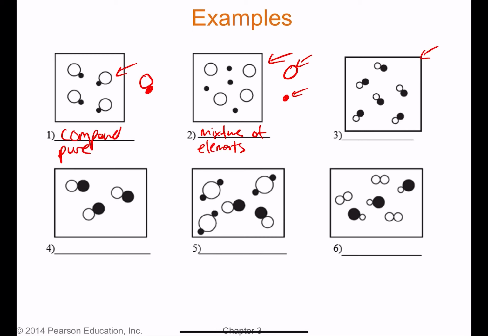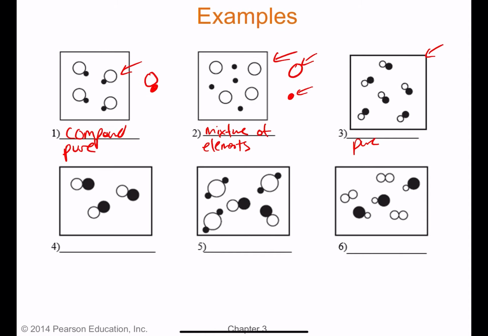In number 3, it looks like all of the particles that are drawn are identical the way they look. So this would be a pure sample of something. And since we've got two different circles, white circles and black circles, this would be a compound. Next one, same kind of thing. All of the particles given to us are the same, so this is pure. And the two different colors imply it's two different elements. So we can't say it's an element, it's a pure compound.